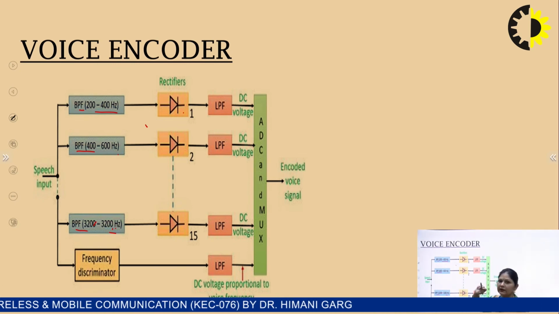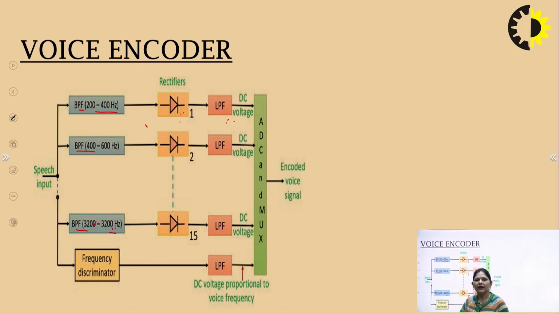We are having rectifiers, then we are having low pass filters. Ultimately we are getting the DC voltage. This DC voltage is equivalent to our speech signal that comprises of multiple frequencies that are of different ranges depending upon which frequency the user is producing. This voltage, DC voltage, is given to A to D converter. A to D converter is there, and AD mux is there. All these signals will be converted, and mux will be giving the encoded voice signal. So this is the voice encoder.